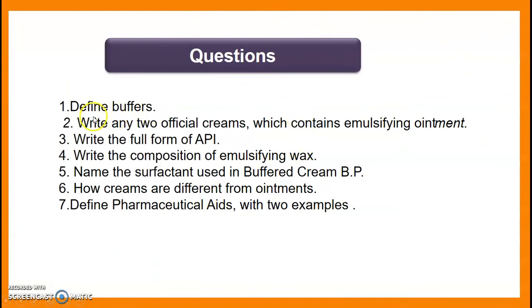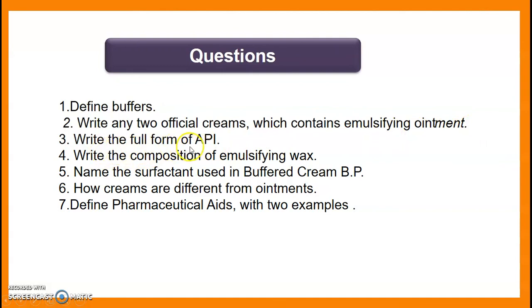First of all, define buffers. Buffers are the agents which are used to maintain or adjust the specific pH. If you want our preparation in a specific pH, we add the buffers. Then the second question: write any 2 official creams which contain the emulsifying ointment. There are this buffered cream and then emulsifying ointment. These are the preparations which require the emulsifying ointment.